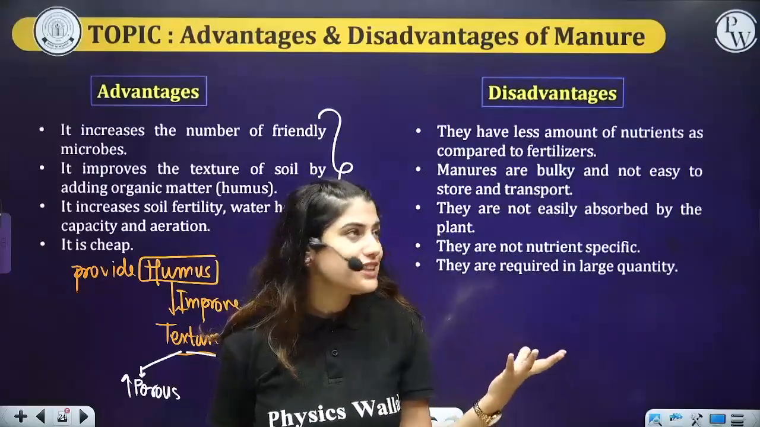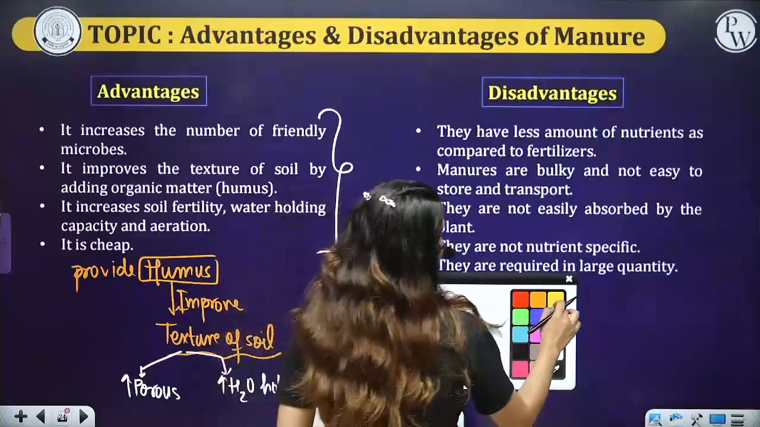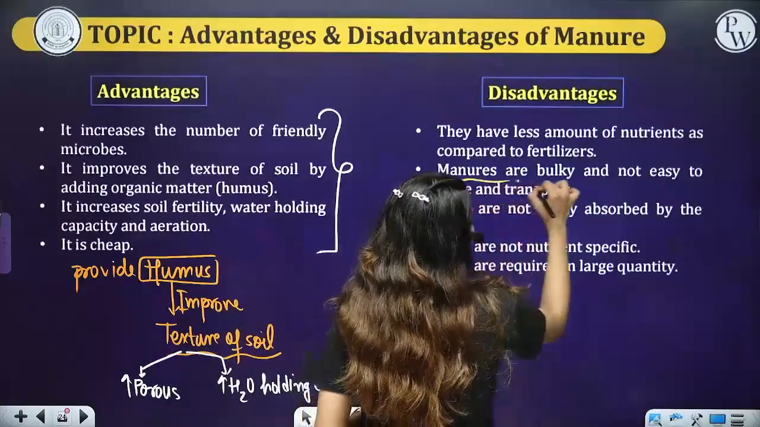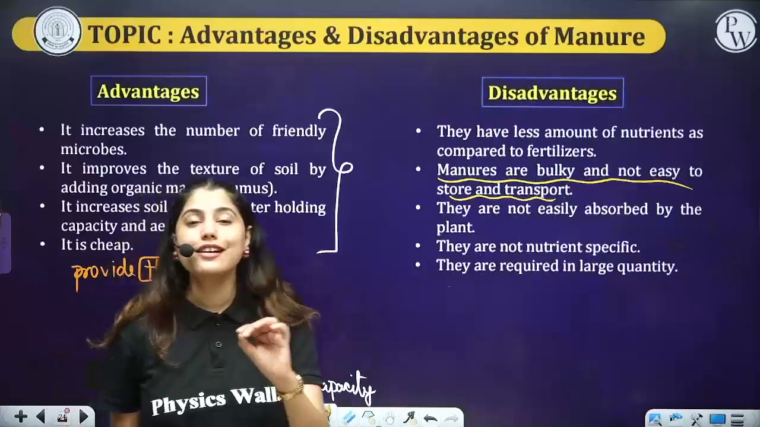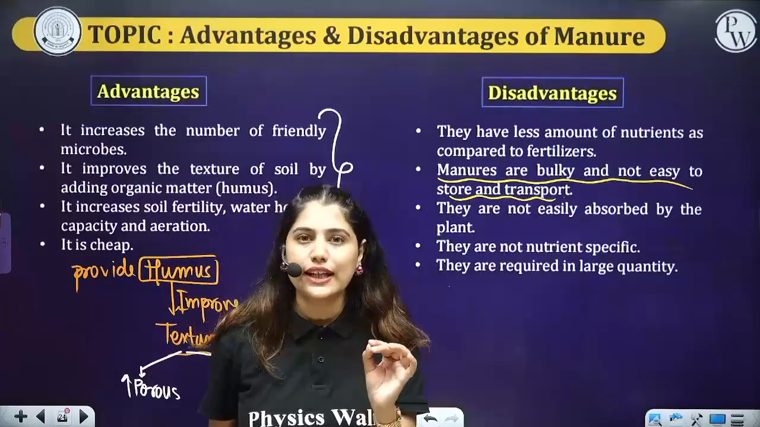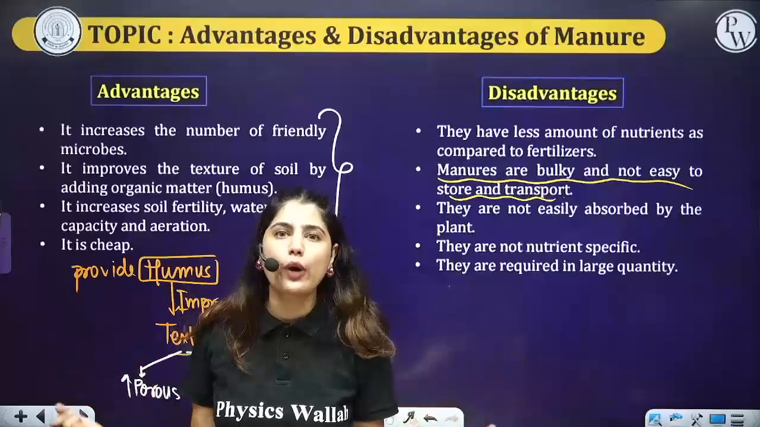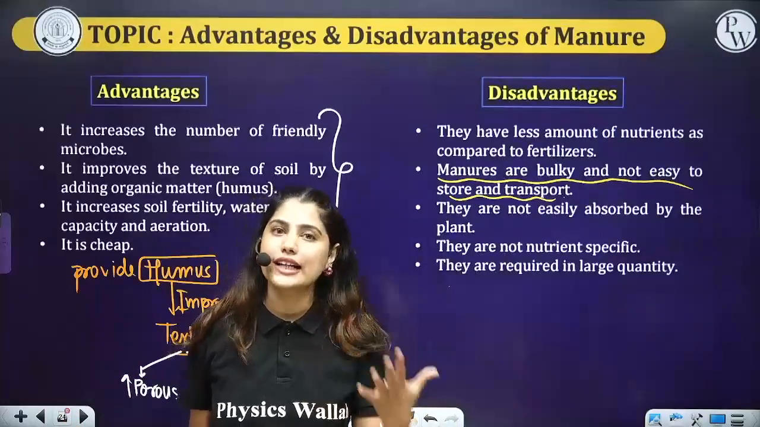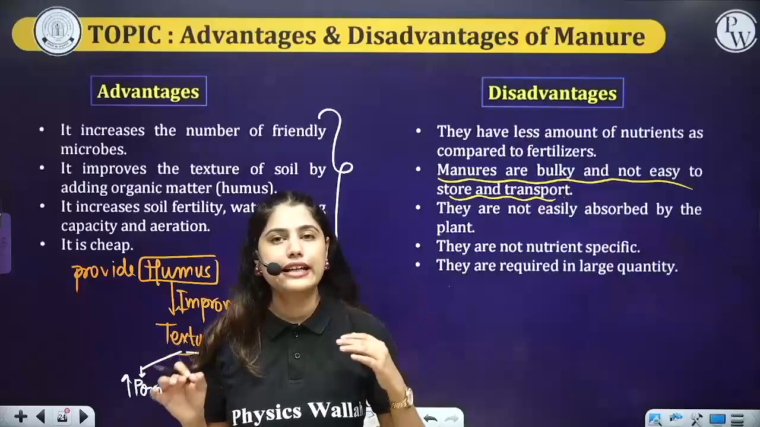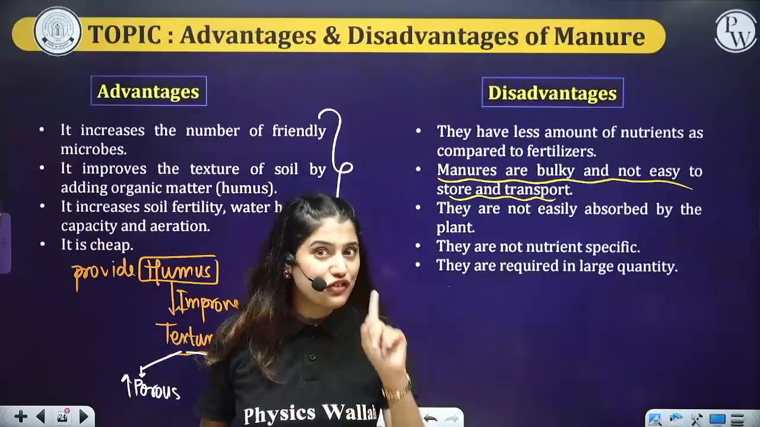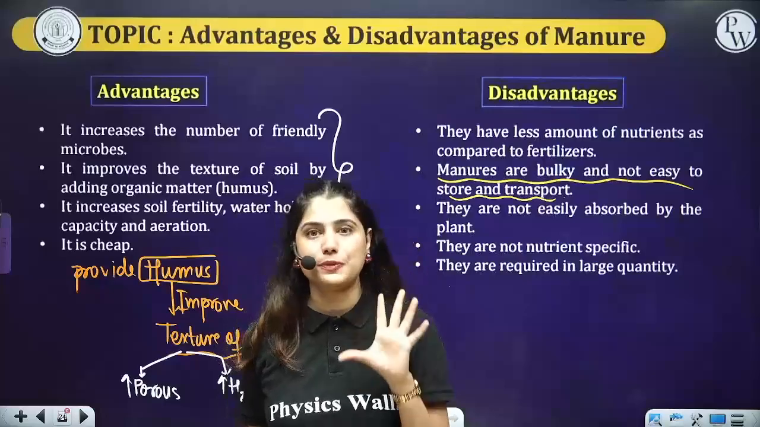What other disadvantage do they have, right? So apart from them being bulky, they are releasing the nutrients slowly. So if the demand of the plant is very huge and very quick, they won't be able to satisfy that demand. Hence they are releasing the nutrients, but releasing very slowly. One very important disadvantage is that they are not nutrient specific.